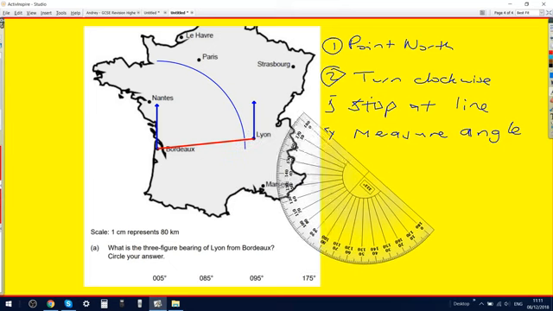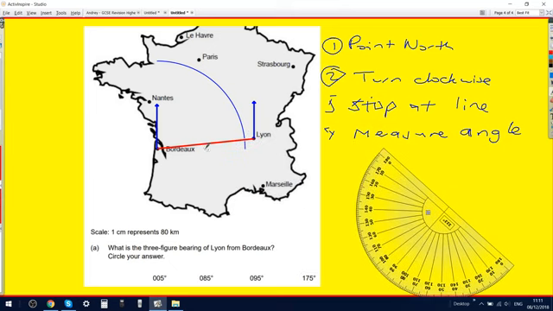And then the other thing that comes up is which angle do you... So you draw a line between Bordeaux and Lyon. And you can point up north at both of them, and you have to figure out which one do they want? Do they want the angle at Bordeaux or the angle at Lyon? They always write it backwards, so they always say of A from B or of B from A. And so you look at the second one, the from. So that means from Bordeaux to Lyon.